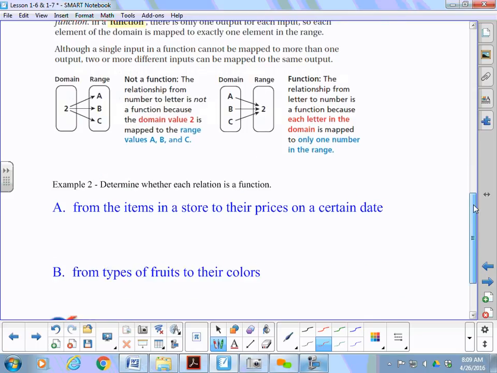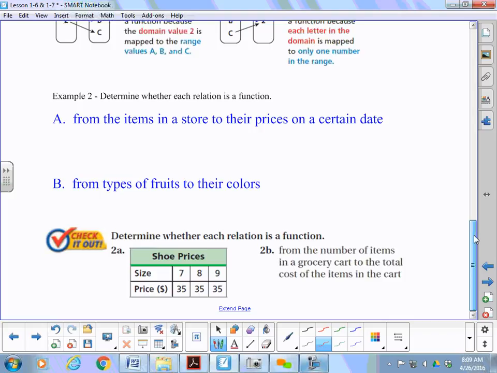All right, so let's look at a couple of scenarios to talk about this. From the items in a store to their prices on a certain date. Is that a function or not?